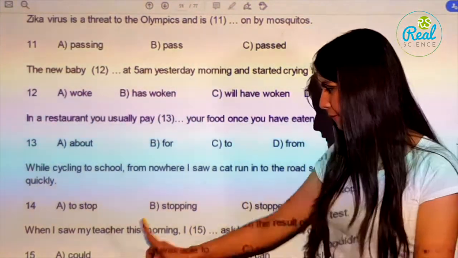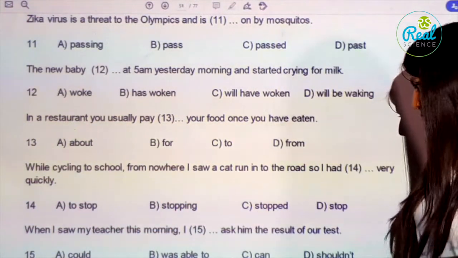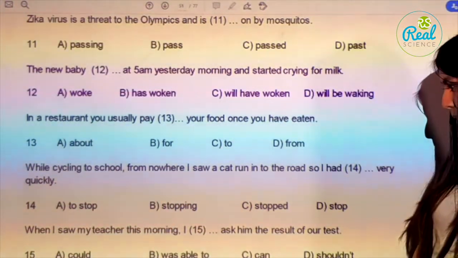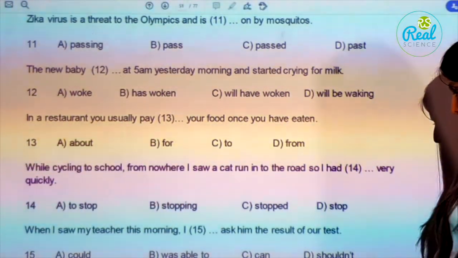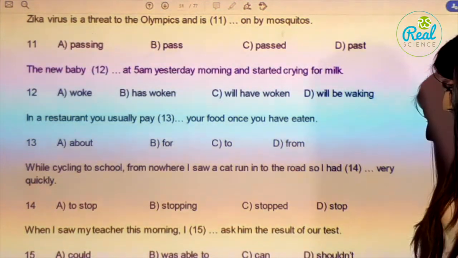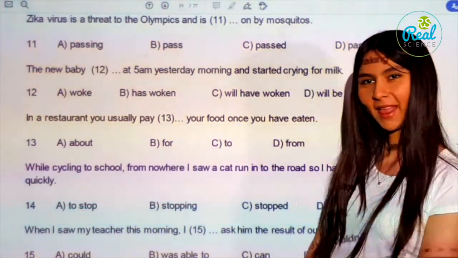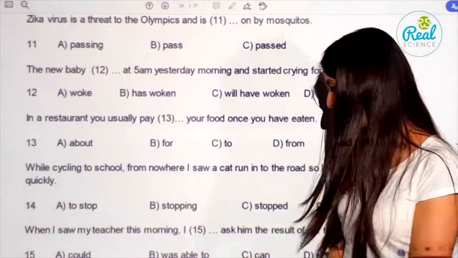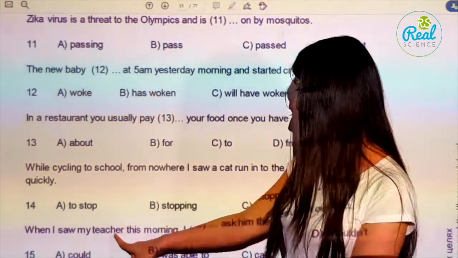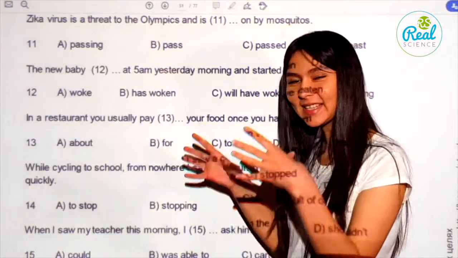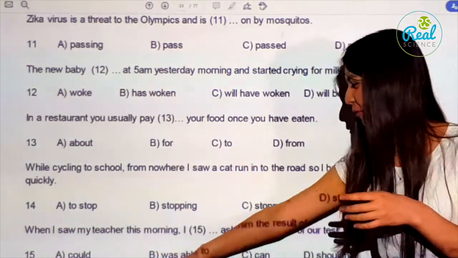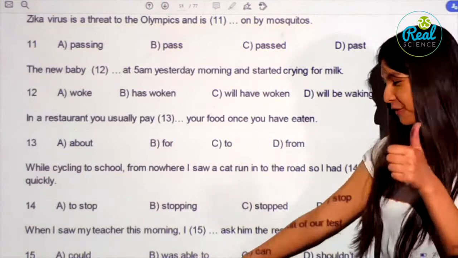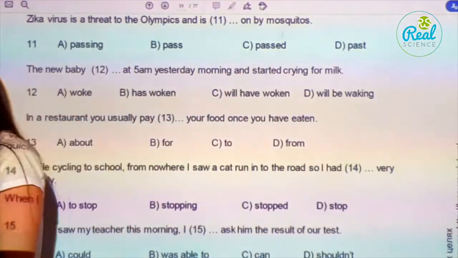Good job. And the 5th one: when I saw my teacher this morning, I was able to ask him the result of our test. Do you remember "could" and "was able to"? Yes. So when I saw my teacher, this is a special occasion. That's why the best option is "was able to". Very good, guys. So B1 is the correct one. Nice.